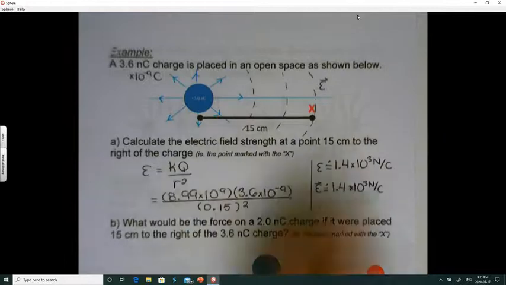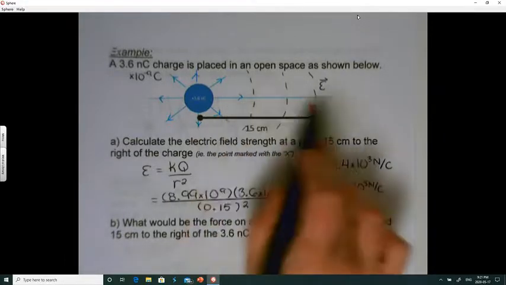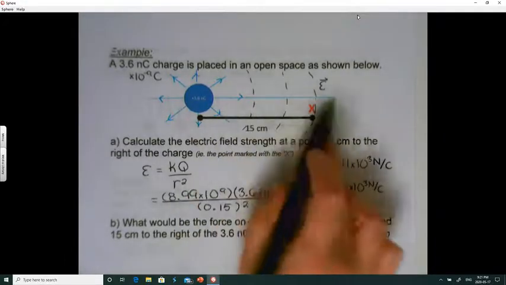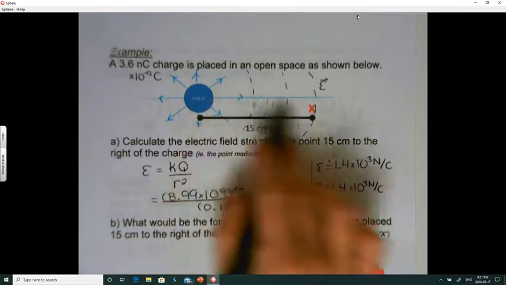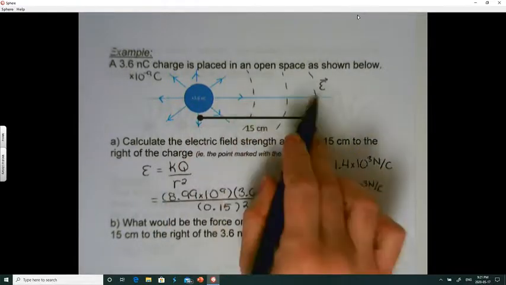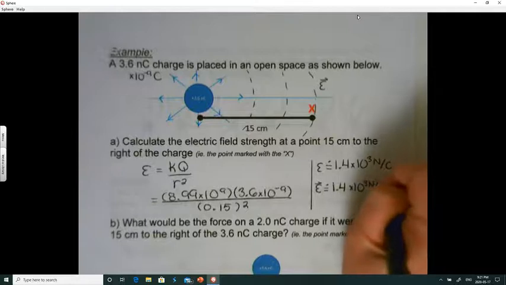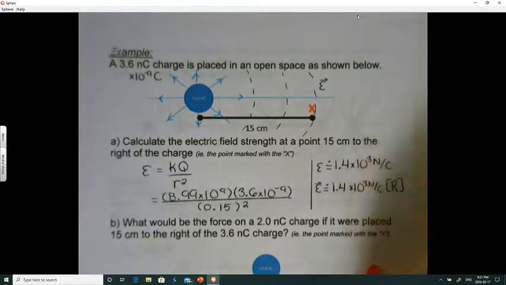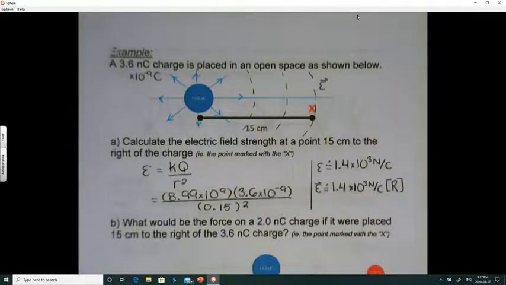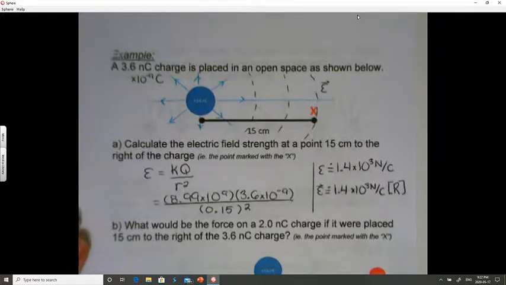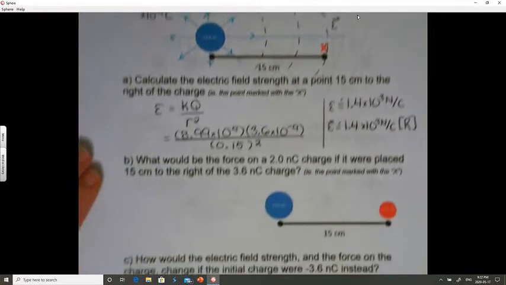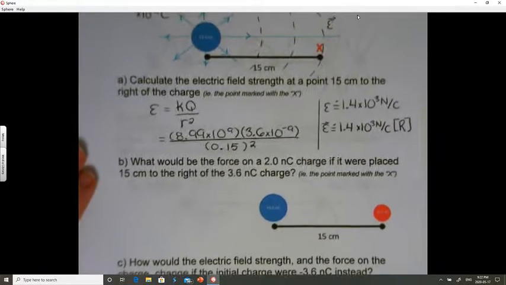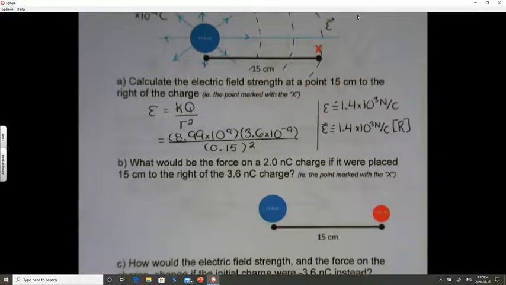Now, in this case, we'll just look back at our diagram. The direction is the same direction as these field lines, which would be away from that charge. So I'm just going to say towards the right here. So that's what we're looking at. Now, hopefully that wasn't too bad, because we are going to try and use our answer from that one for part B.